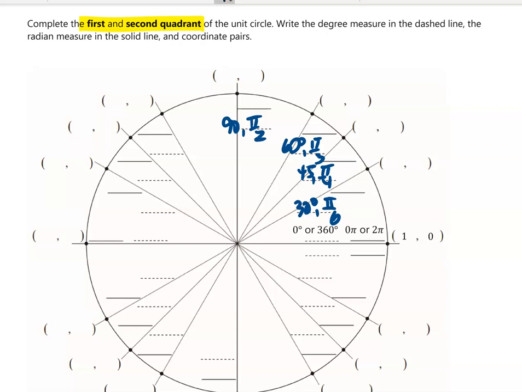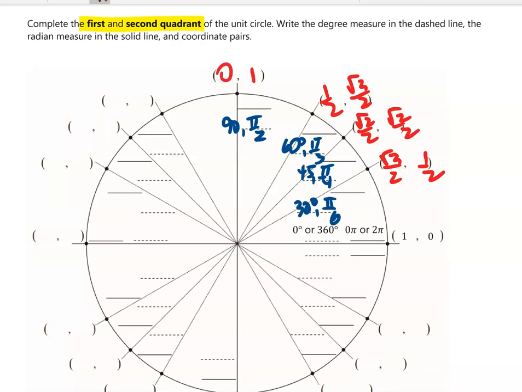And the coordinates, remember, we have here square root of 3 over 2 and 1/2. This is square root of 2 over 2 and the square root of 2 over 2. This is 1/2 and square root of 3 over 2. And this is 0, 1.